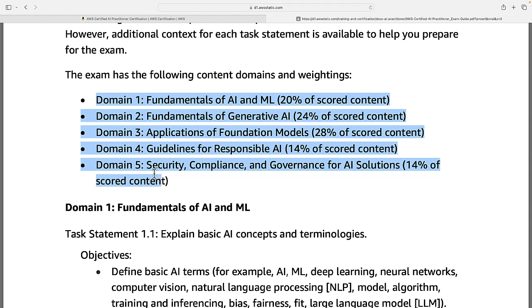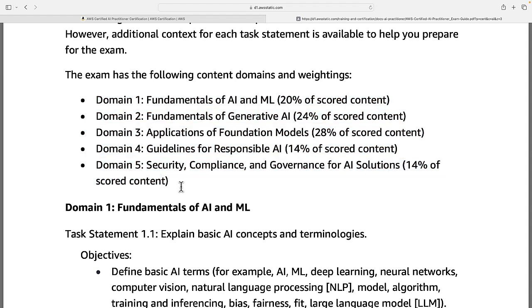The high level is we've got 5 domains. Those are the core knowledge areas for this exam. First one is fundamentals of AI and ML. Then you've got fundamentals of generative AI. Then you've got applications of foundation models. Then you've got guidelines for responsible AI. And then lastly, security, compliance, and governance for AI solutions. So those are the core areas.